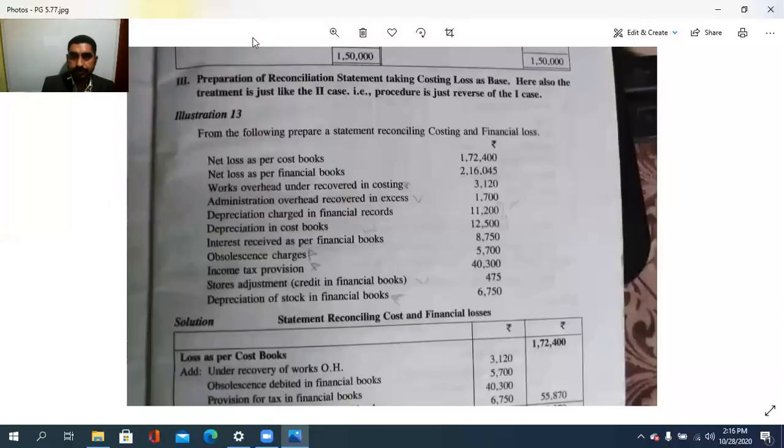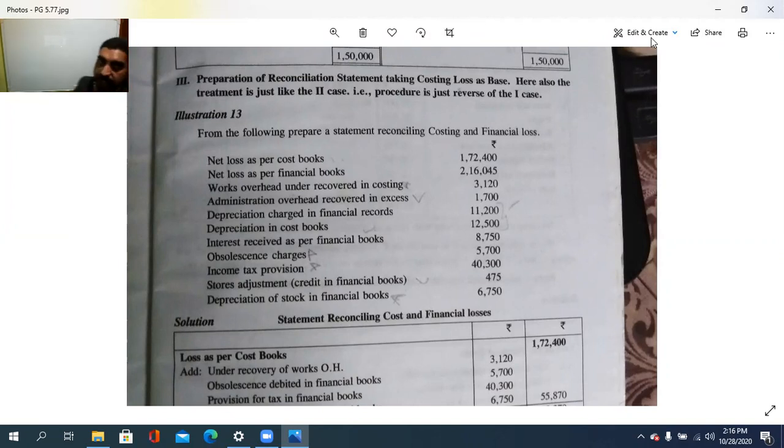So, students, this is the next method. Firstly we see profit as per the cost books, and then we arrive at the profit as per financial books. The second case is profit as per financial books taken first, and then some items are deducted and some items are added, so that finally we reach the profit as per cost books.